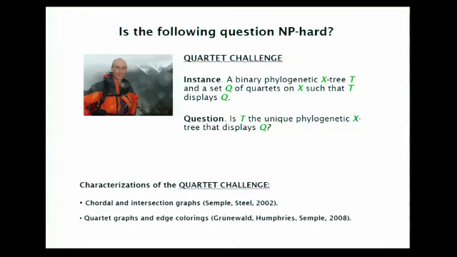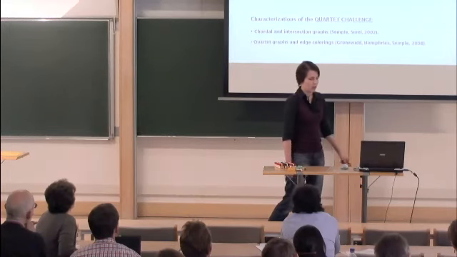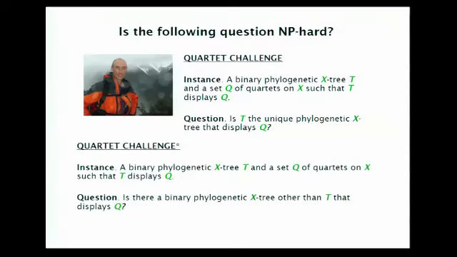There are several approaches that characterize this quartet challenge, and it has been done in terms of several types of graphs. For example, Semple and Steel had a characterization based on chordal and intersection graphs, and there's another characterization by Grünewald, Humphries, and Semple, who showed that the so-called quartet graph and edge colorings via these graphs are related to that question. Still, although there are these characterizations, the computational complexity remained open, and so we tried to tackle this problem.